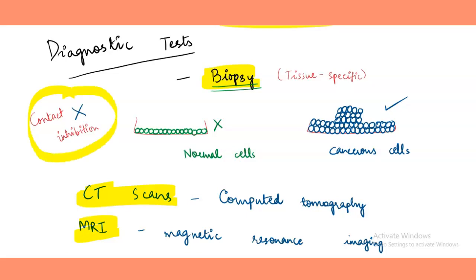Contact inhibition is also very important. Biopsy is a tissue specific test where the tissue is grown for a couple of days to notice its growing pattern. If it is forming a pile of cells, the cells are cancerous. But if only one layer of cells is seen, that means they are following contact inhibition, and such cells are not cancerous. And CT scans and MRIs are also used for diagnosis of cancer.